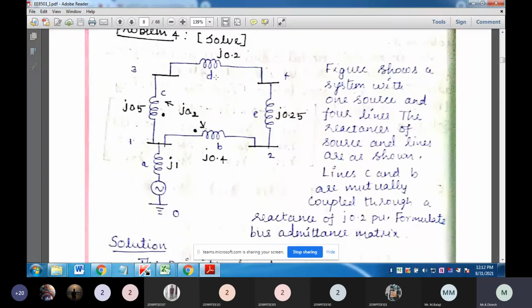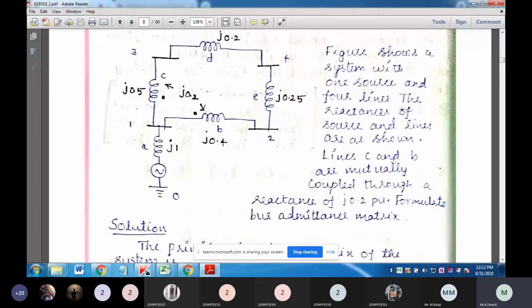So the question is: the figure shows a system with one source and 4 lines. The reactances of source and lines are shown. Lines C and B are mutually coupled through a reactance of J.2. Formulate the Y bus admittance matrix. So this is new to you. இந்த மியூச்சுவல் கப்ளிங் அப்படின்றது வந்து புதுசு. ஸோ இந்த மியூச்சுவல் கப்ளிங் வரும்போது நம்ம எப்படி சால்வ் பண்றது அப்படின்னு பார்க்கலாம்.